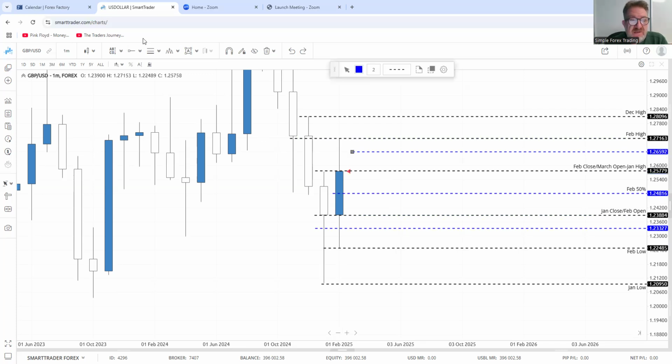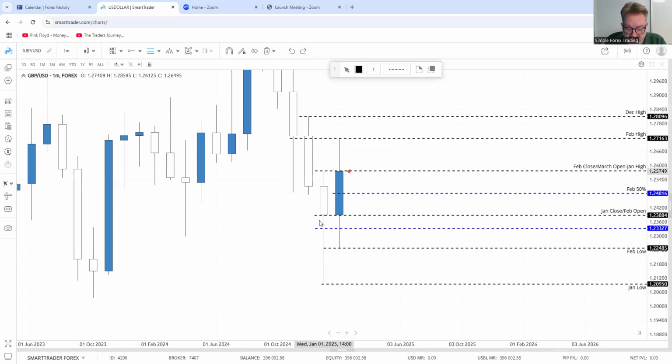This one we don't need. We get rid of this. Okay, so then you can see right here I've got the January close and the February open right down here. And the February low, and then the January low right here. So what is this one right here? Well, this one right here is this candle's 50%. To show you that right now.